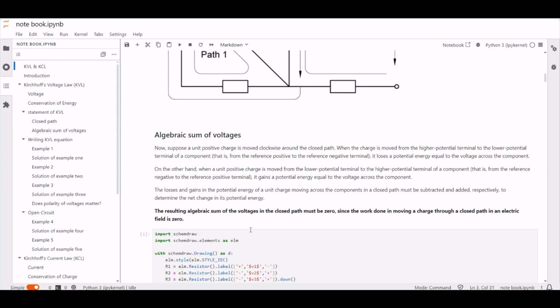The losses and gains in the potential energy of a unit charge moving across the components in a closed path must be subtracted and added respectively to determine the net change in its potential energy. So, the resulting algebraic sum of the voltages in the closed path must be zero, since the work done in moving a charge through a closed path in an electric field is zero.